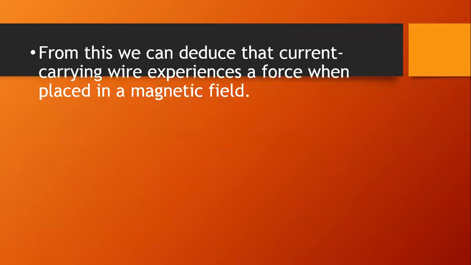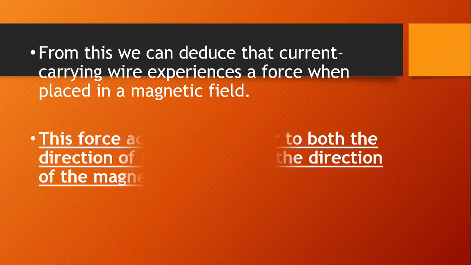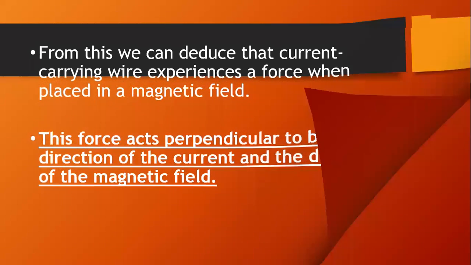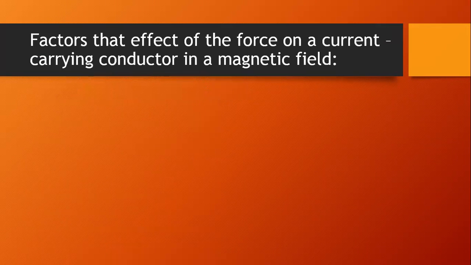From this we can deduce that a current carrying wire experiences a force when placed in a magnetic field. This force acts perpendicular to both the direction of the current and the direction of the magnetic field. That means the direction of the current, the direction of the magnetic field and the direction of the force are mutually perpendicular to each other. Factors that affect the force on a current carrying conductor in a magnetic field.